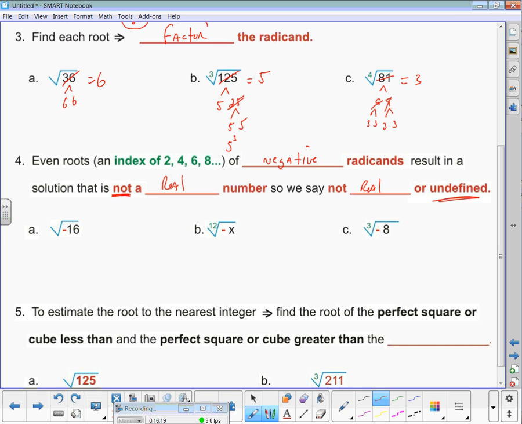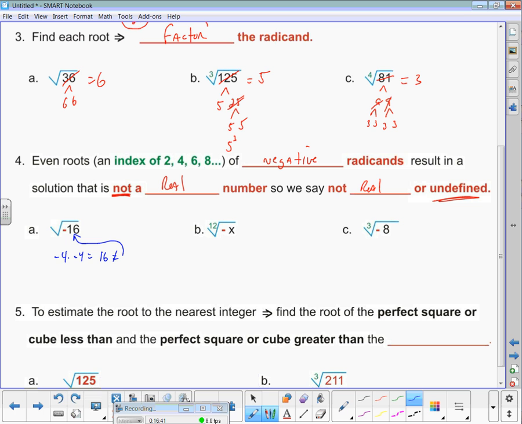Because here's the situation. Let's look at the first one, and then we'll do the others quickly. Hey, remember, negative 16. What number times itself 2 times is negative 16? And you might say negative 4. Well, not true. Negative 4 times a negative 4 is a positive 16, and that does not equal our radicand of negative 16.